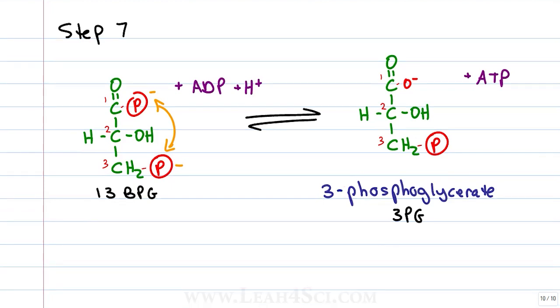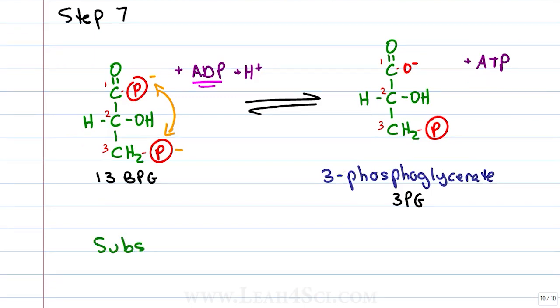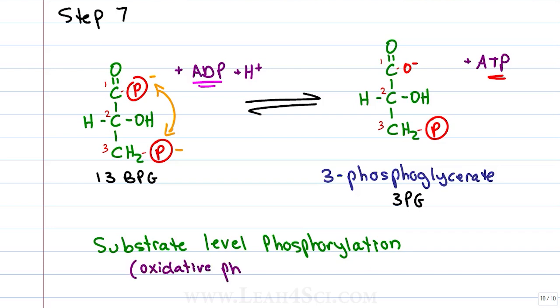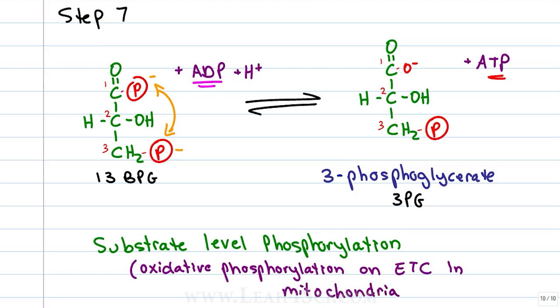This is a very important reaction. Notice that we have ADP, and without having to go into the mitochondria for the electron transport chain, we managed to get a high-energy ATP out of this reaction. This step is called substrate-level phosphorylation because we're getting an ATP directly at the substrate level, not to be confused with oxidative phosphorylation, which happens on the electron transport chain in the mitochondria.